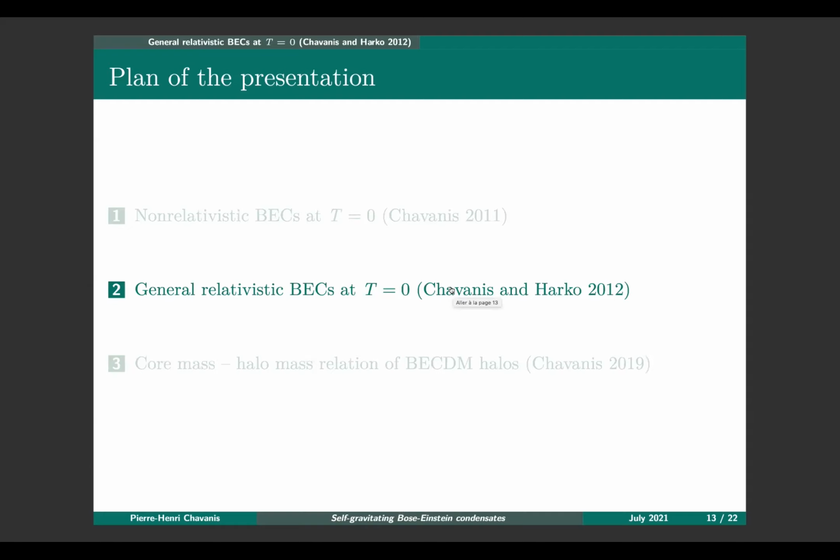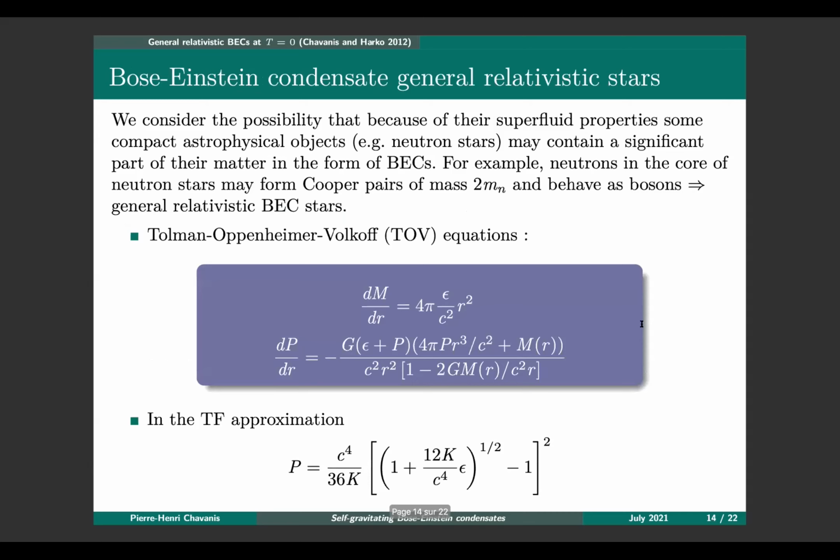So now let us consider general relativistic Bose-Einstein condensates at 0 temperature. We consider the possibility that because of their superfluid properties, some compact astrophysical objects, like neutron stars, for example, may contain a significant part of their matter in the form of Bose-Einstein condensates. For example, the neutrons in the core of neutron stars could form Cooper pairs of mass 2 times the neutron mass and behave as bosons. In that case, the neutron star, which is usually a fermion star, would be a general relativistic boson star or BEC star.